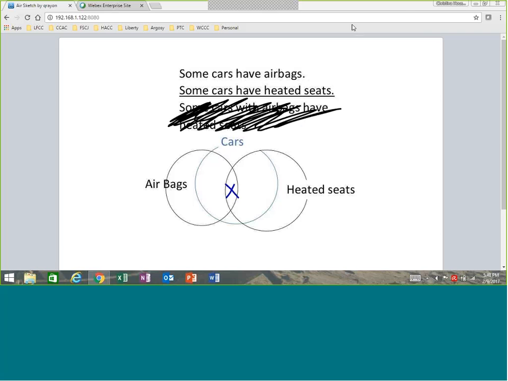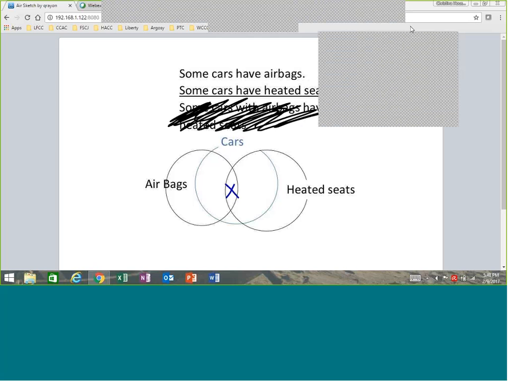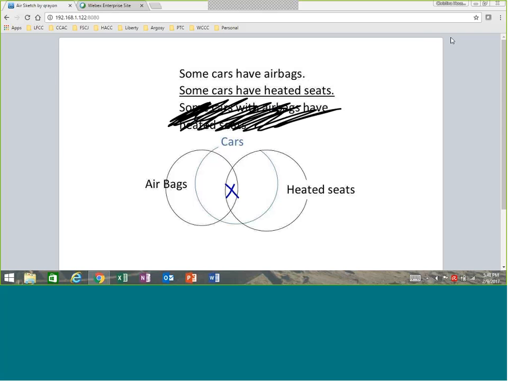So when I look at that, I can't tell if the airbags and the heated seats intersect. Okay, and then someone asked, how do you know which diagram to use? You go back to the "some A are B." Both of these sentences start out with "some."